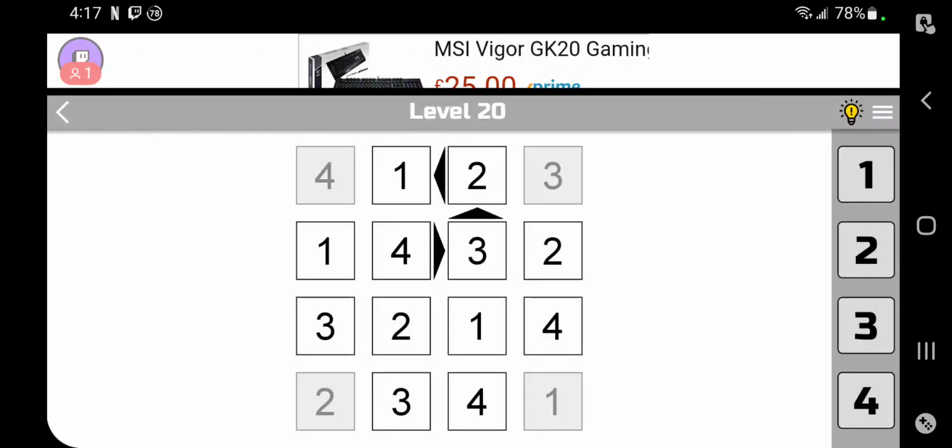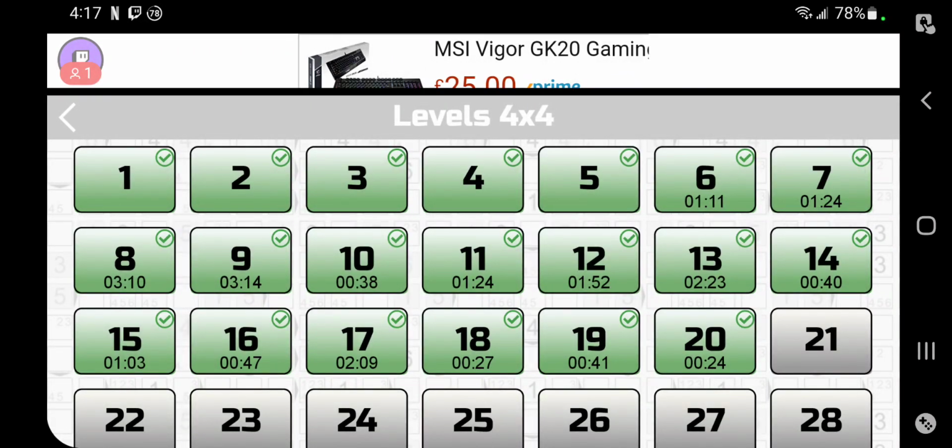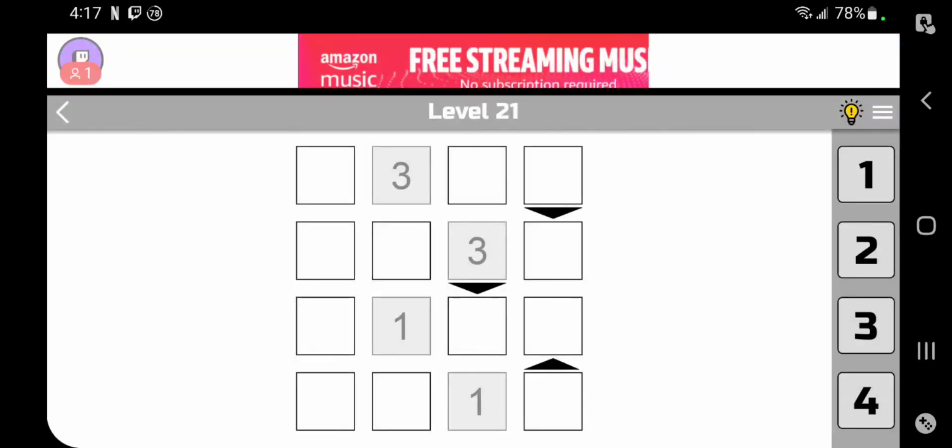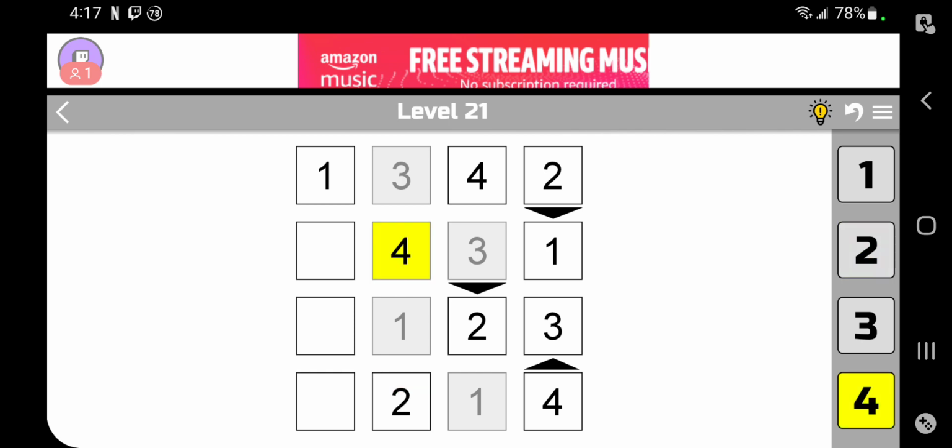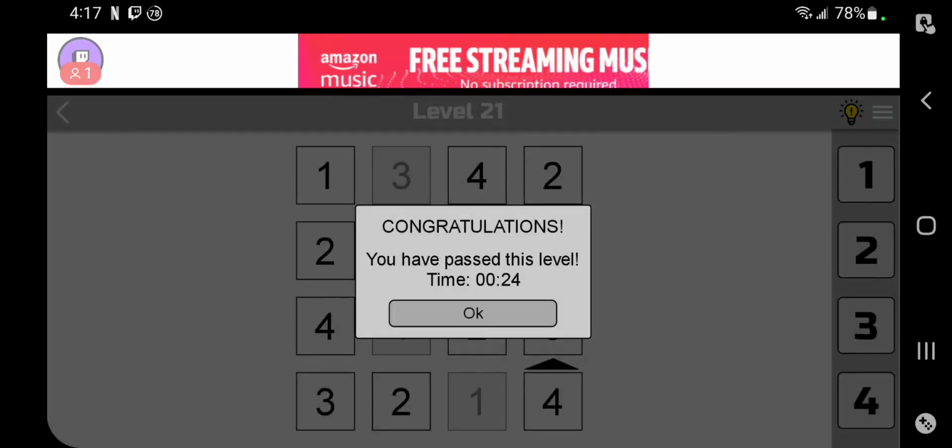Alright, I'll do one more and just try and do it as quick as possible. It's going to be a difficult one, fingers crossed. Okay, ooh, that is a difficult one. 24 seconds. I can't get quicker than that.